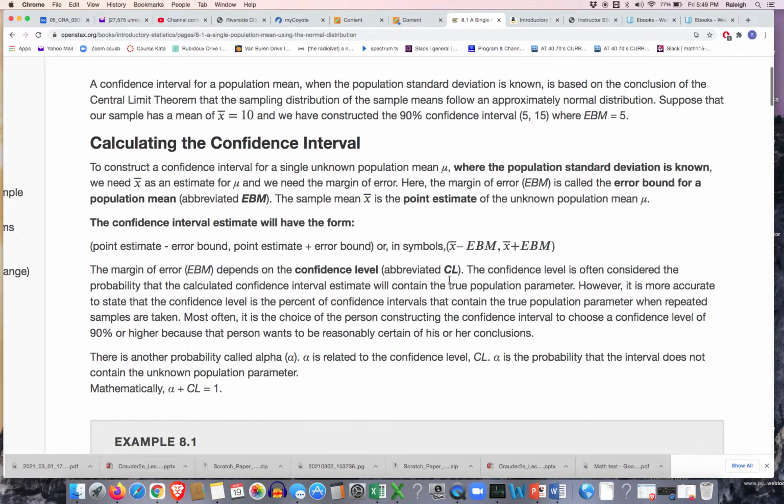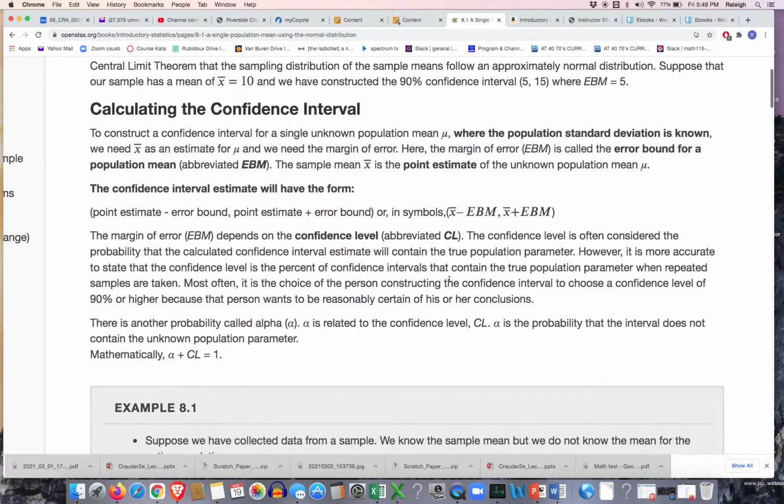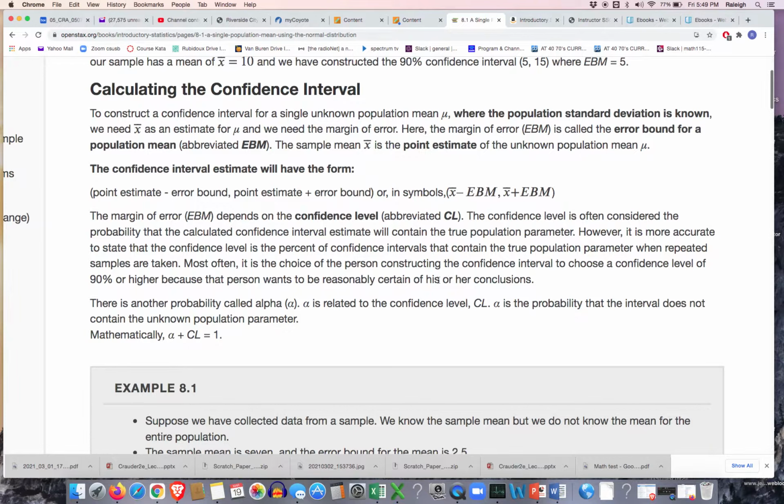And there's a confidence level that we saw. Mostly it's 95%. Sometimes it's 90, sometimes it's 99, even occasionally something else. And we can talk about that too. TI would find that rather quickly. It's the choice of the person constructing the confidence interval to choose a confidence level of 90% or higher, which is virtually always the case. You just never see, they never bother with 80% confidence intervals. The person wants to be reasonably certain of their conclusions. So yeah, 80% isn't so reasonably certain anymore.